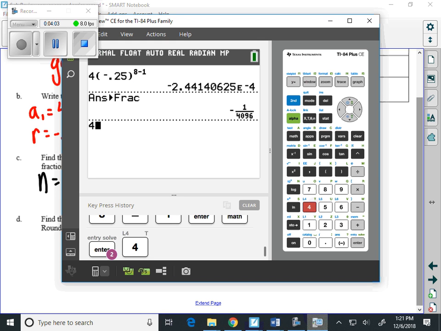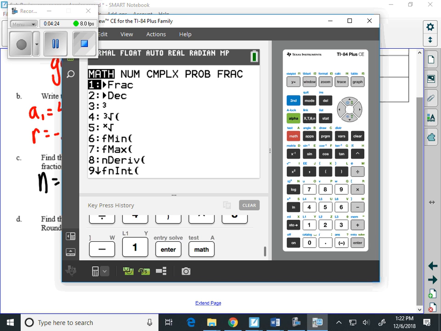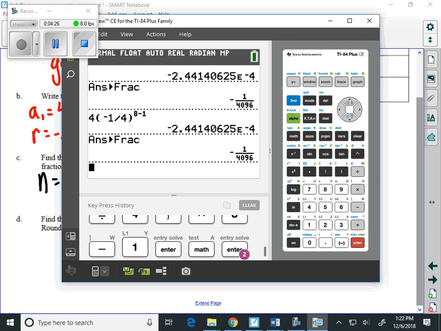Just as a thought here, and I know it's a little bit extra, but I wonder what would happen if I typed in 4 times -1/4, which is the same thing as 0.25, to the 8 minus 1. I'm just curious to see if it will give us, nope, it still gives us that same number. And once again, that gives me the chance to say hit math, and enter one more time, and it will give us our value there.